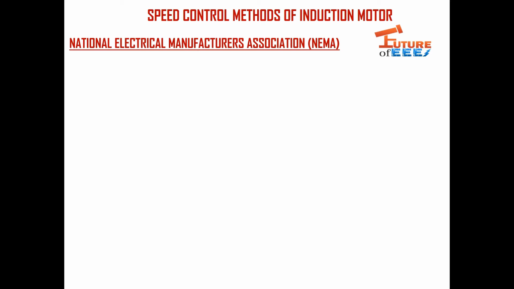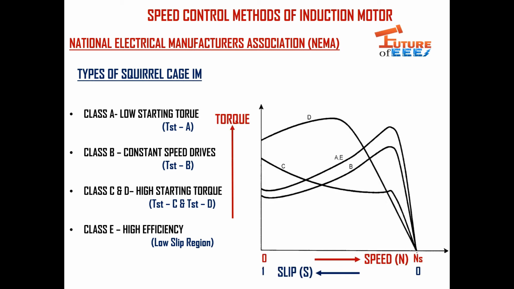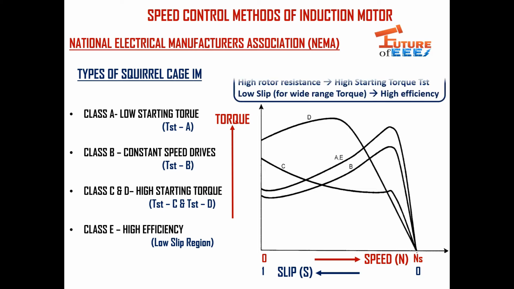National Electrical Manufacturers Association (NEMA) of the US has classified squirrel cage induction motor into Class A, Class B, Class C, Class D and Class E to meet the application needs of the industry. They have characterized based on the torque speed characteristic of induction motor, and the most important parameters in the classifications are rotor resistance and slip, because if the rotor resistance in the motor is high, then starting torque TST will be high, and if the motor is having low operating slip for wide range of torque, then efficiency will be high.